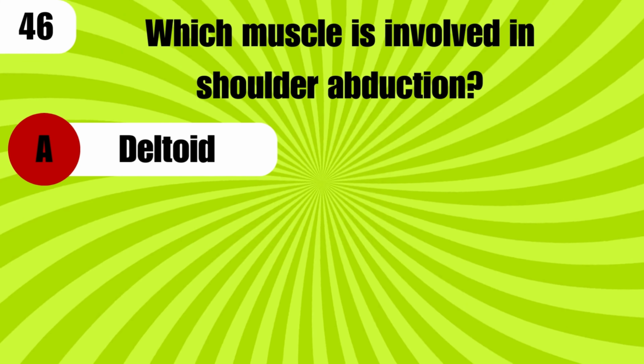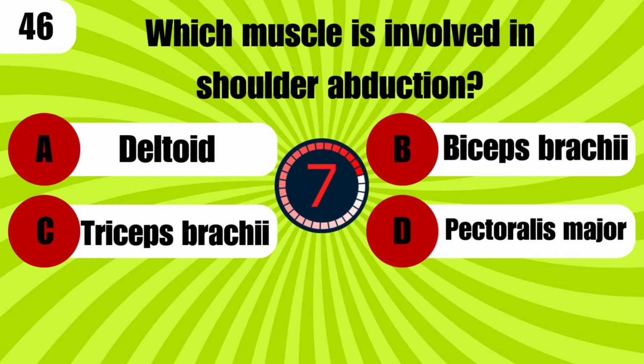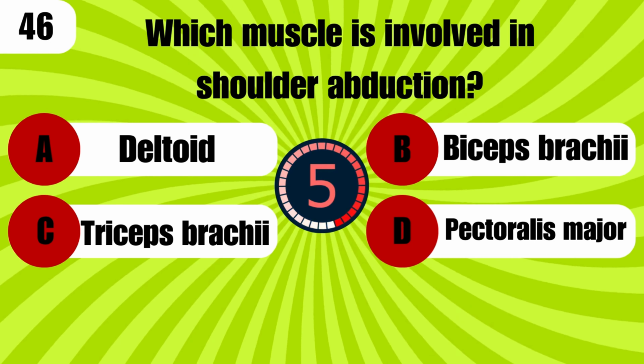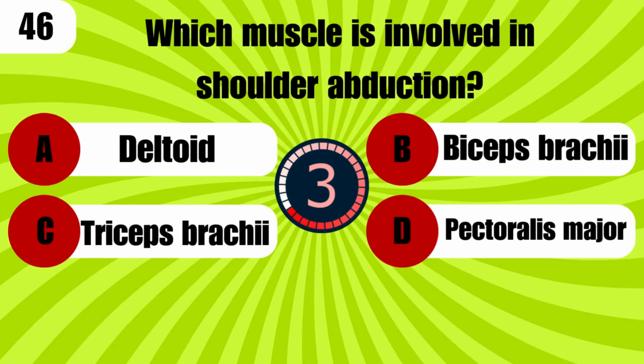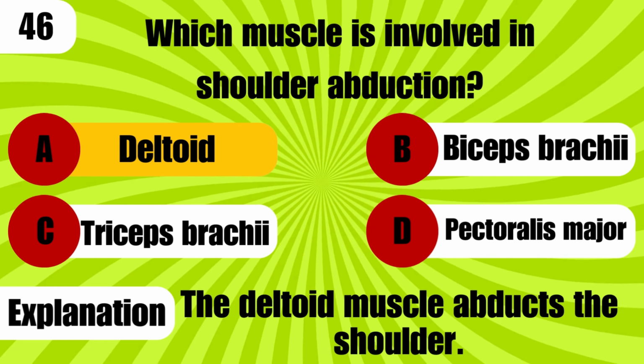Which muscle is involved in shoulder abduction? Deltoid, biceps brachii, triceps brachii, pectoral major. The right answer is deltoid. The deltoid muscle abducts the shoulder.